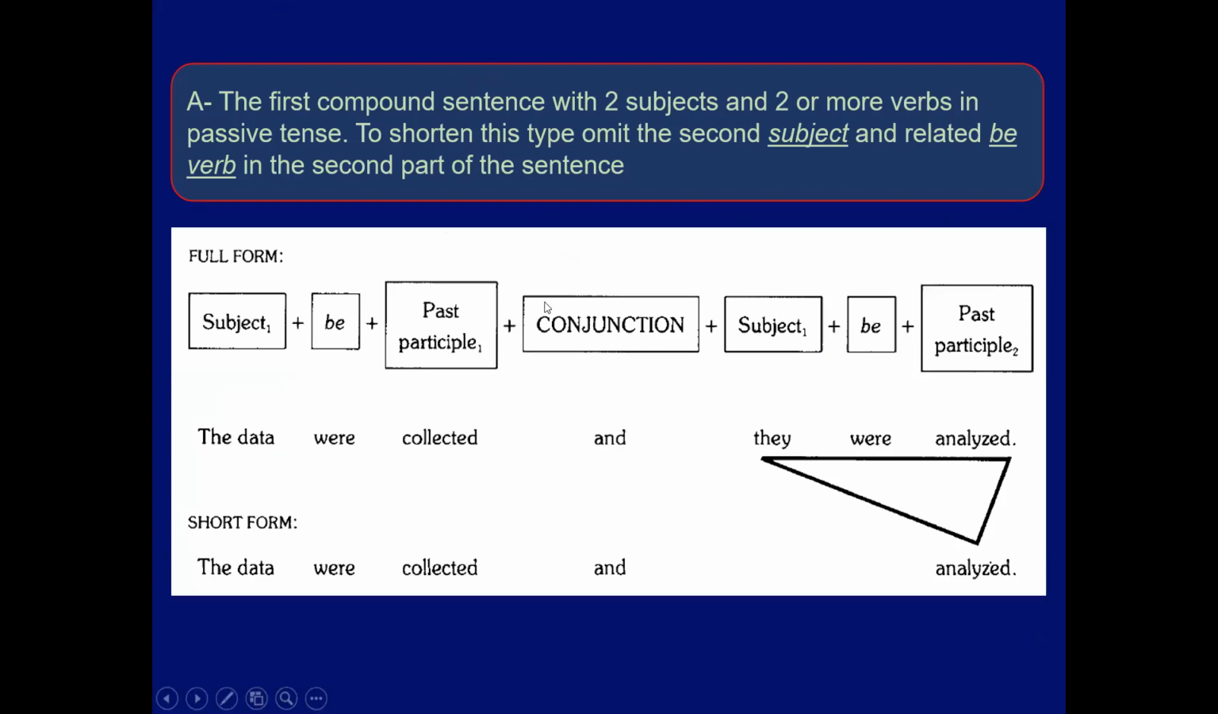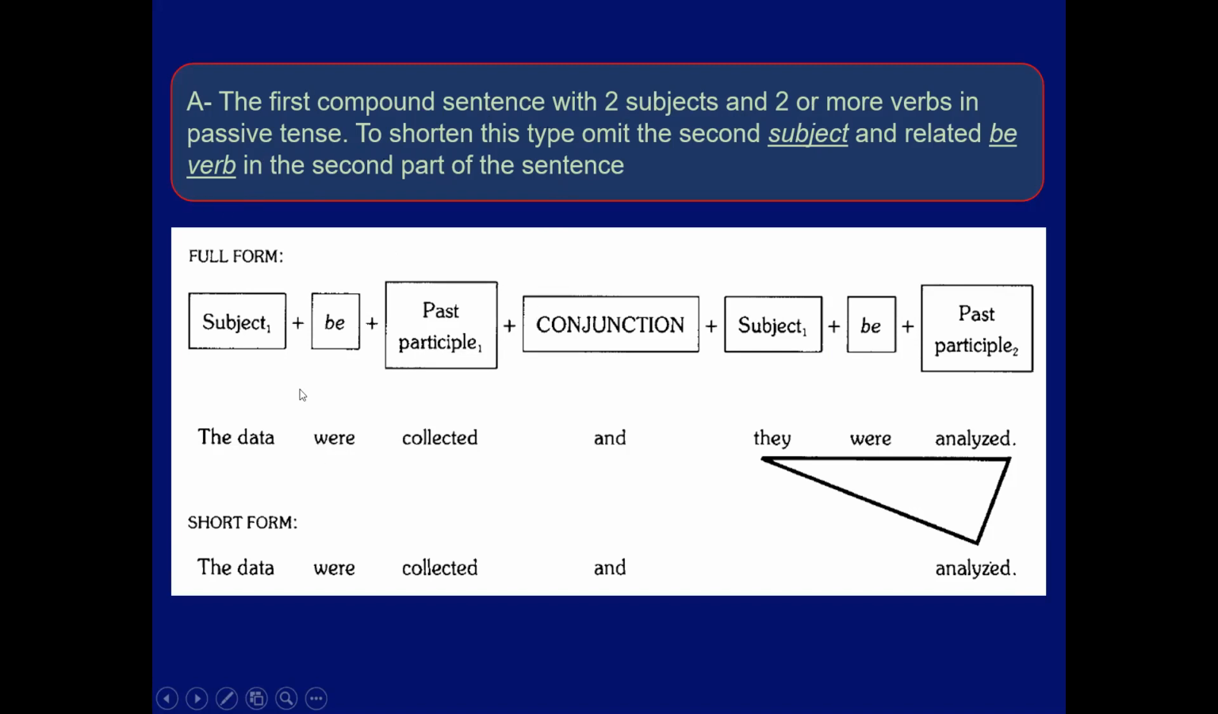When we say compound sentence, it means that the sentence has more than one subject, or even sometimes more than one past participle. So the first compound sentence has two subjects and two or more verbs in passive tense. In this case, to shorten this type, you have to omit the second subject and the related be verb in the second part of the sentence.